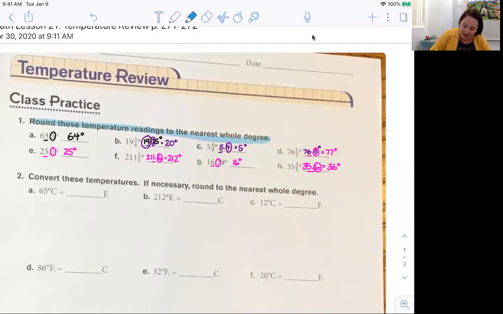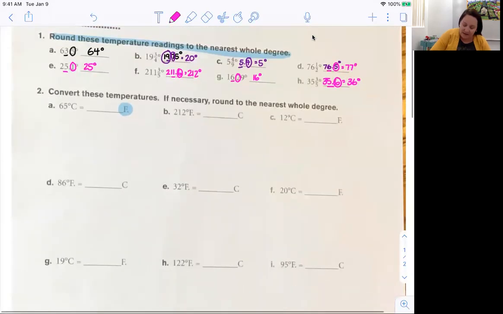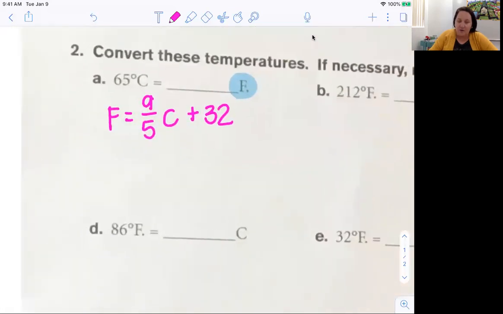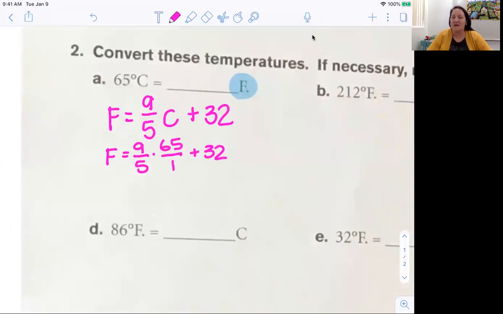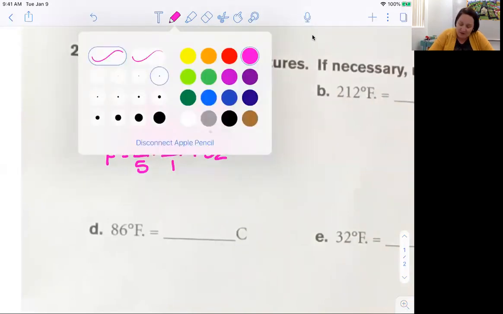So letter A on 2, we are converting to Fahrenheit. So we're going to use the F formula. And the F formula is Fahrenheit equals 9/5 C, plus 32. Let me blow that up for you so you can see it. So let's plug in. Fahrenheit equals 9/5 times 65 over 1 plus 32. What am I going to do first? Right, I'm going to do the 65 over 1 times 9/5 first.